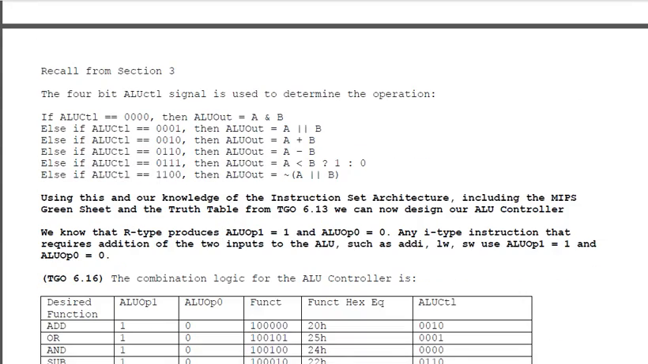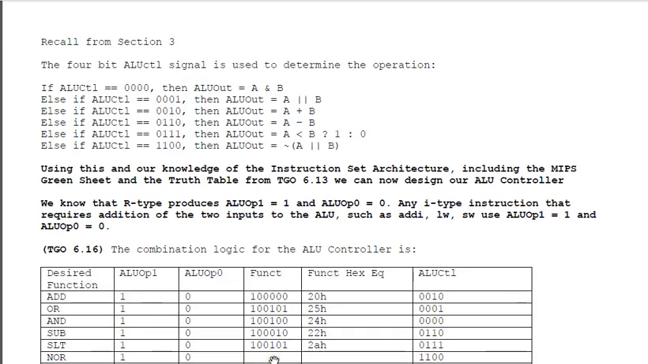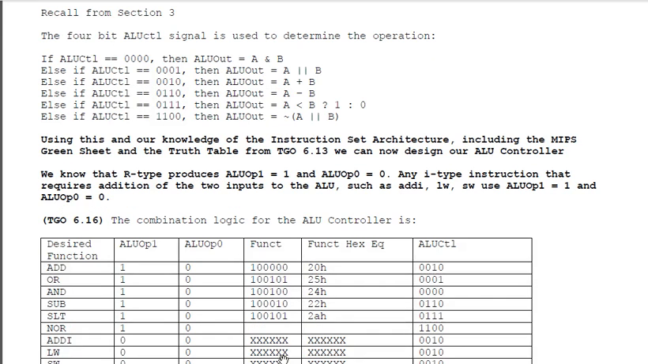Also, remember, did I add a NOR? Oh, we can fix that really quick here, actually. If you recall from section 3, we had the topical guide objective where it had the ALU control signal. We have a 2-bit ALU op and the 6-bit function value coming in, and we have these desired values, right? So we want a 4-bit ALU control signal to come from ALU control to go to the ALU, right?